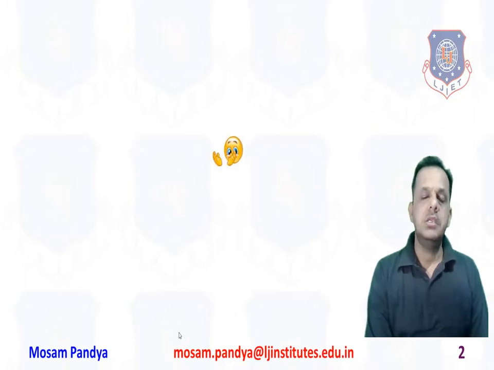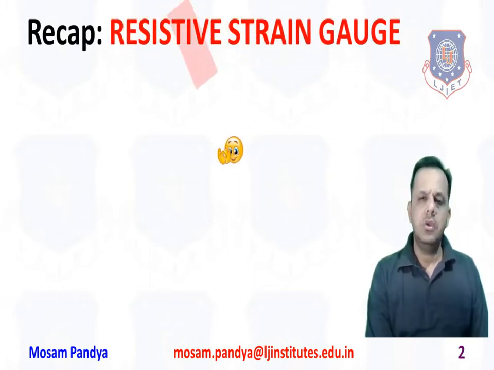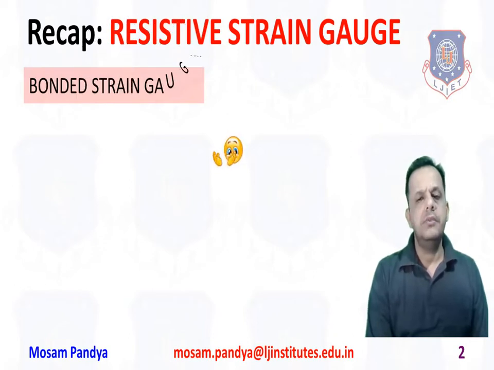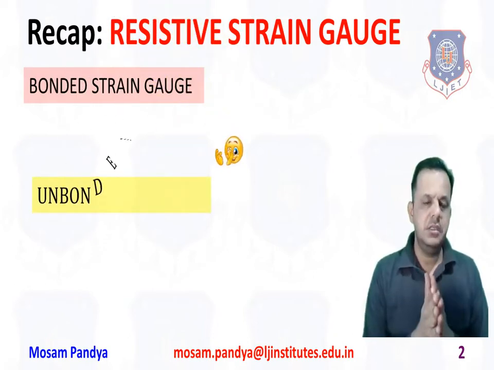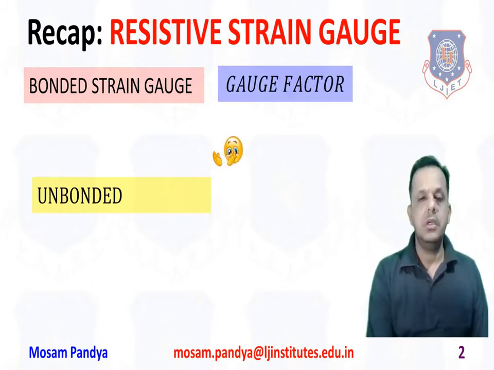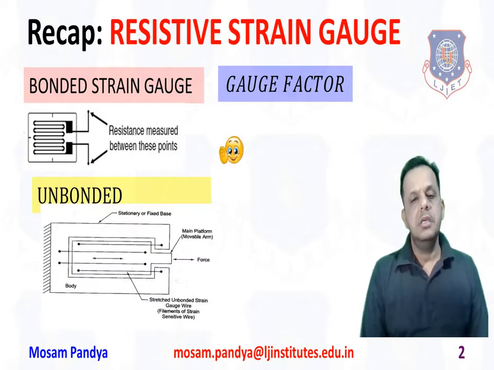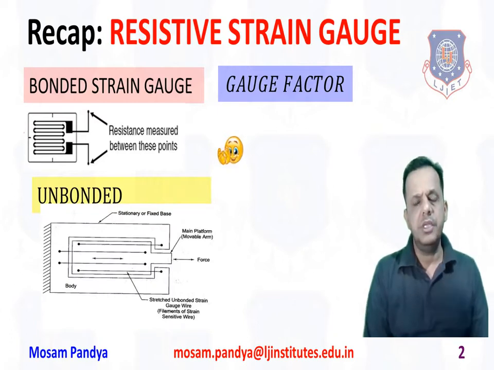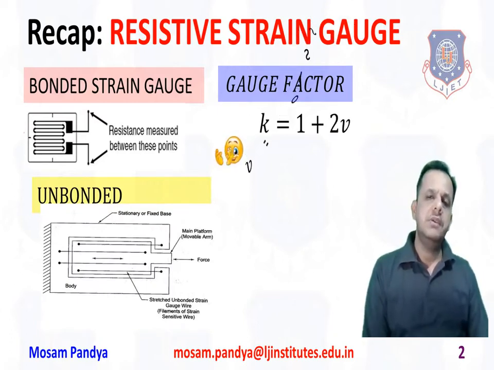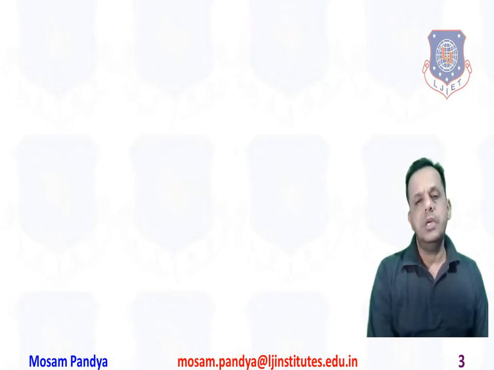Before that, let us recall or recap very quickly what we did in the previous session, and that was all about resistive strain gauge, where we had bonded strain gauge, we had unbonded strain gauge, and gauge factor. In fact, for bonded and unbonded type of strain gauge, we just saw the simple configuration, and we basically focused on the derivation of gauge factor. You must remember that K is equal to 1 plus 2 mu. So let us go ahead further.